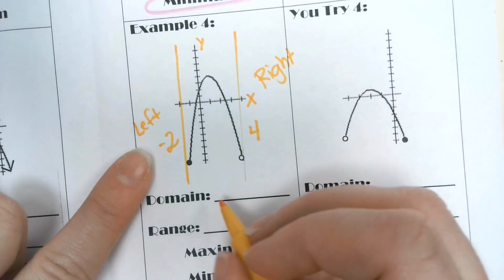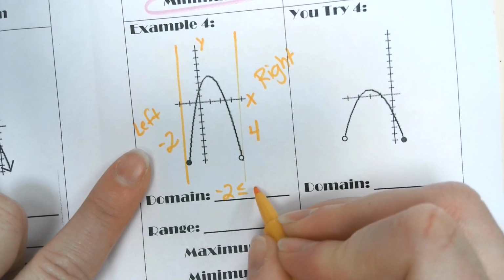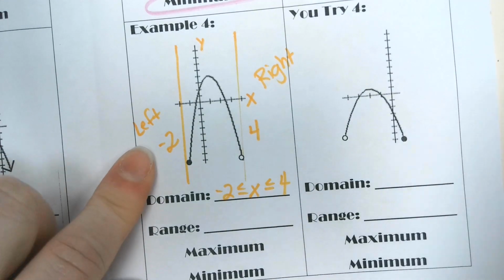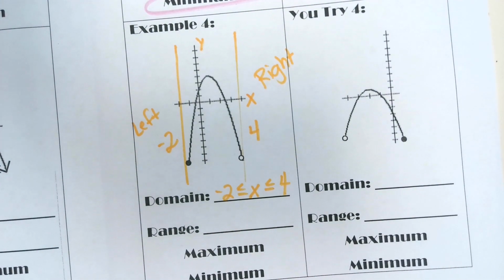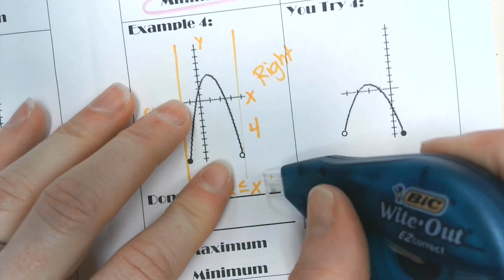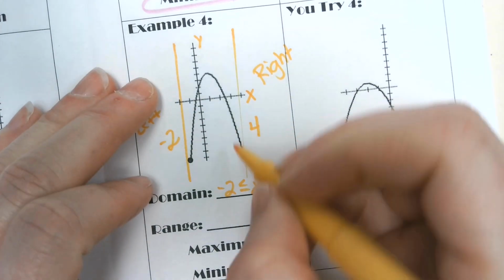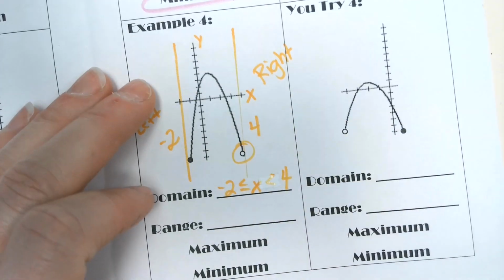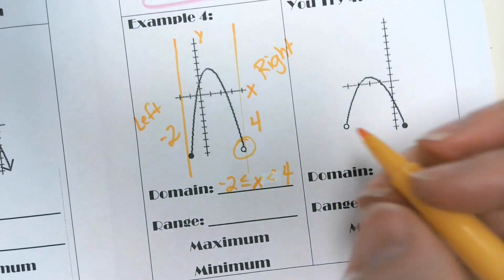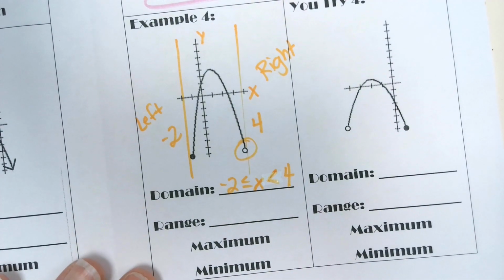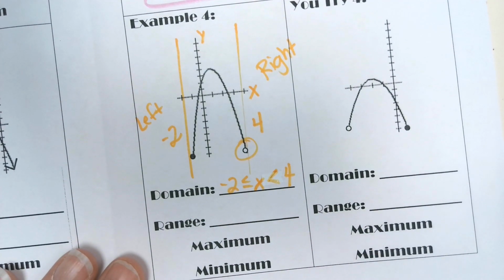So -2 is less than or equal to x, and then it's less than 4. Oh, yeah, less than. Whoops, I made a mistake. Because it's an open circle. So see how that's open? So we're going to have the less than. So be careful with that. Don't make a mistake there.